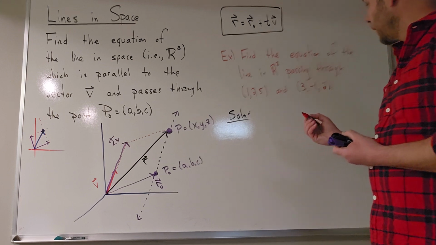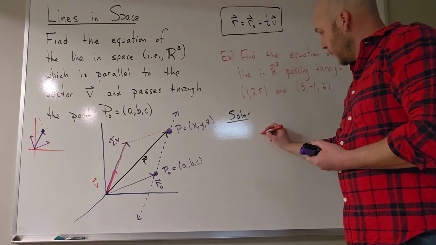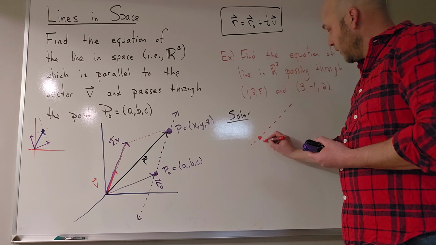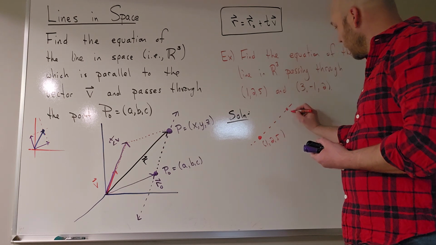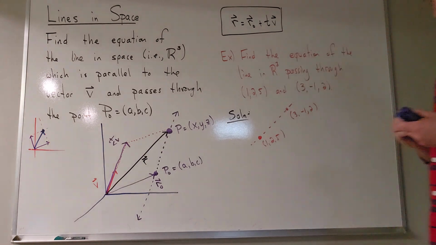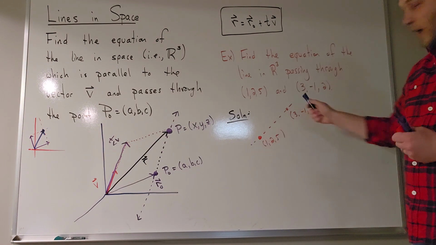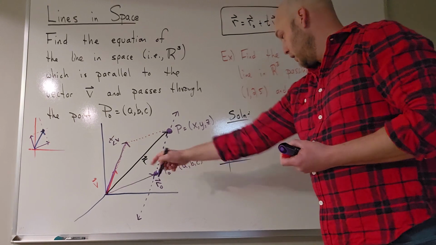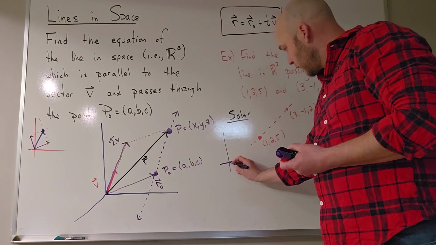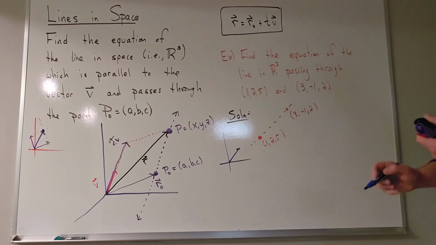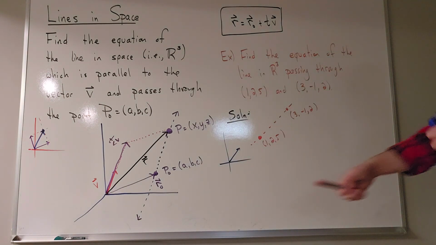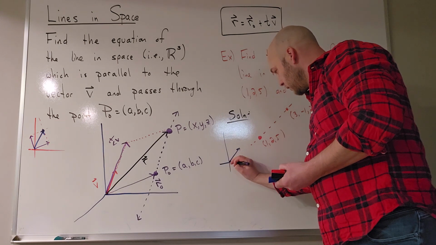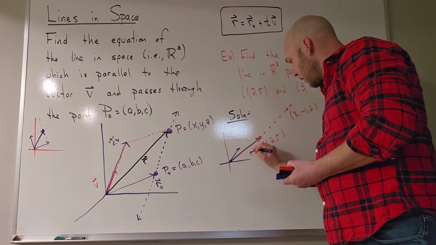So let's start by just kind of a motivating idea here. Let's say that this point right here is (1, 2, 5). Let's say that this point right here is (3, -1, 2). And let's say this is the equation of the line that we're trying to find, and it contains those two points. Well, if I think of what we did over here, I know that this line is parallel to the vector v. Okay? And I know that one of the vectors that I'm going to use is from the origin up to this point. So let's say I'm going to use this vector right here. So let's say this is our vector r naught.